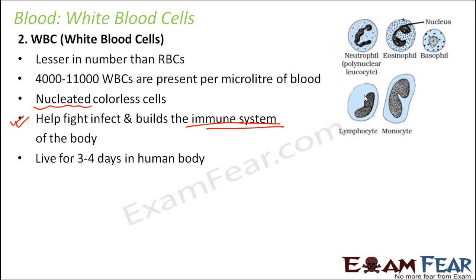However, they have been divided into a few types. We will quickly look at the different types of white blood cells. They live for 3 to 4 days in the human body. So their longevity is also very different when compared to the RBCs.